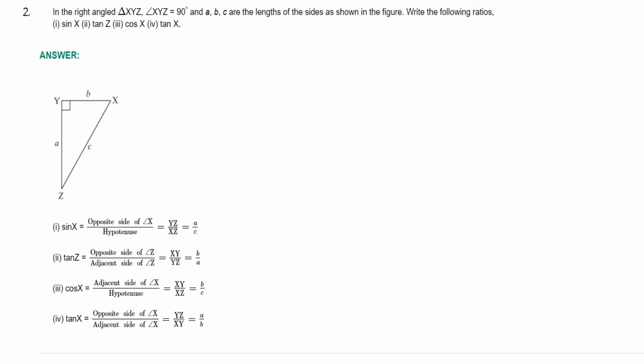Substitute the values of XY and XZ. XY is B and XZ is C. So cos X will be equal to B upon C.